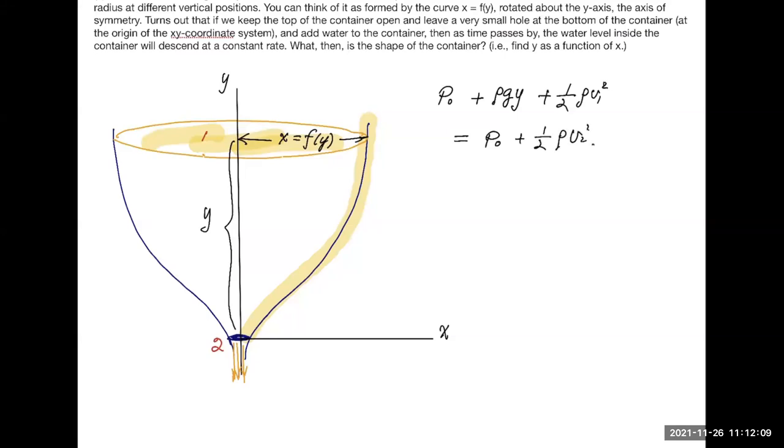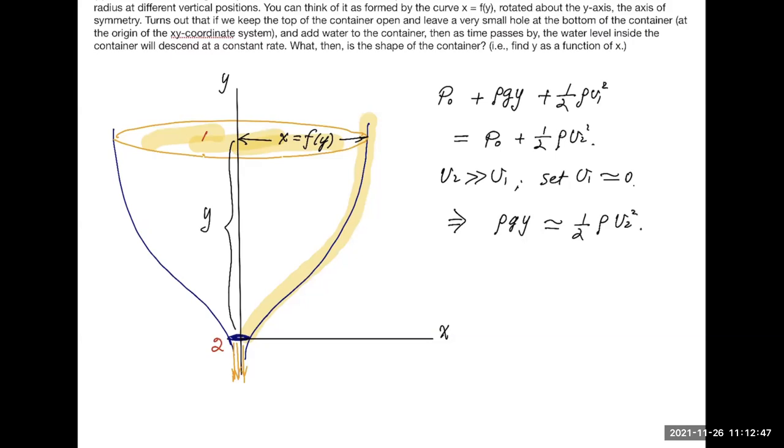Now, since the hole is very small, the speed of the water coming out of the hole is much greater than the speed of the water descending at the top. So V2 is far greater than V1, so we can ignore V1. Set V1 roughly equal to 0. And you cross out the P2, then I get rho g y is roughly equal to 1/2 rho v2 squared. That's pretty much the same as we had before.